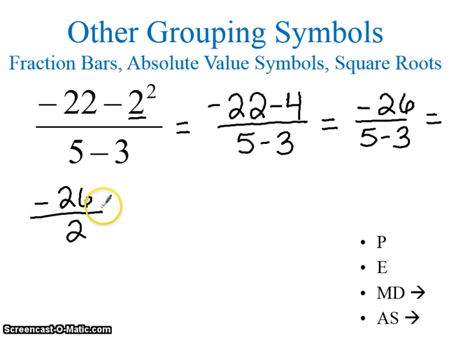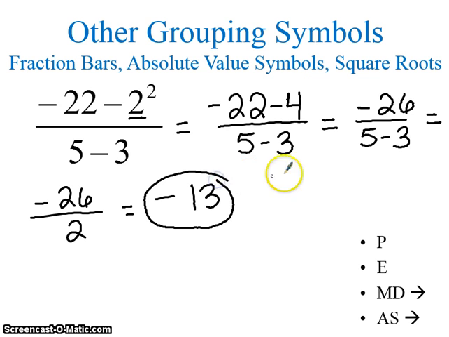Now remember what a fraction bar means. A fraction bar is division. So we know that a negative divided by a positive is a negative, and 26 divided by 2 is 13. And if you didn't know that, you could make a divide box and see that. So the value of this expression is negative 13.